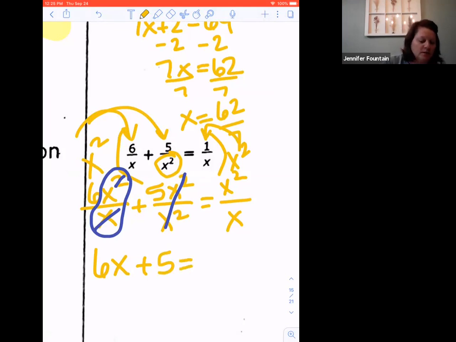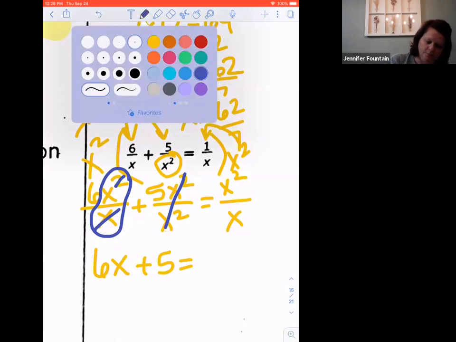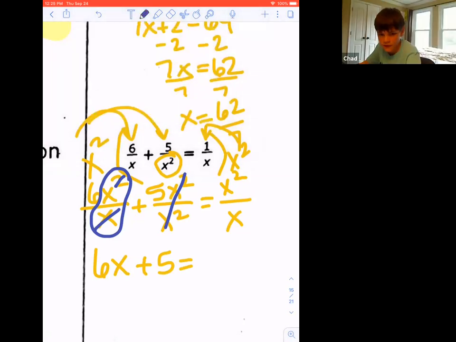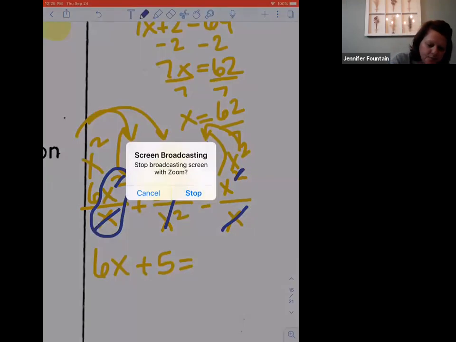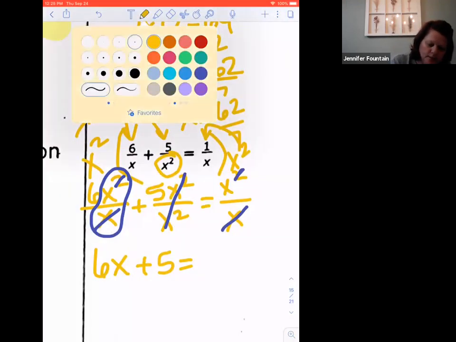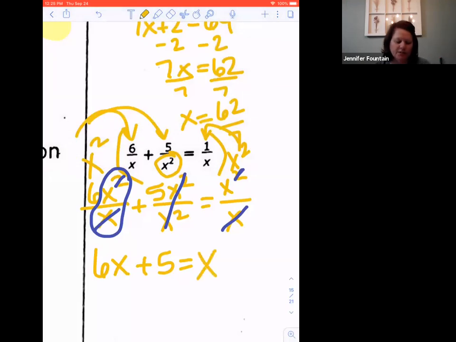Equals. Now, just like we had in the beginning with 6x squared over x, we just have x squared over x. So what happens there? My x cancels there, and my 2 becomes the first power, so I just have an x. So now I have 6x plus 5 equals x. Are you good with that?